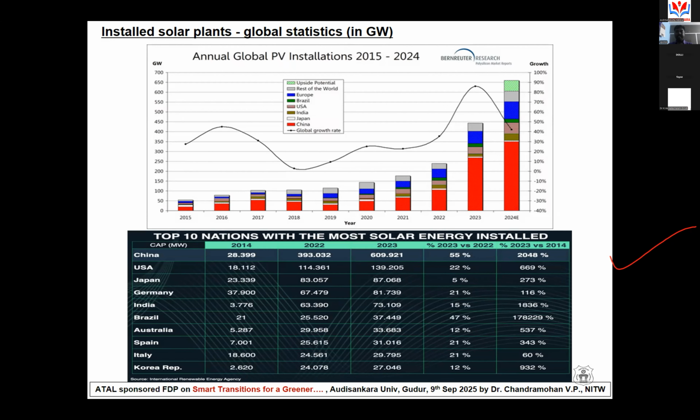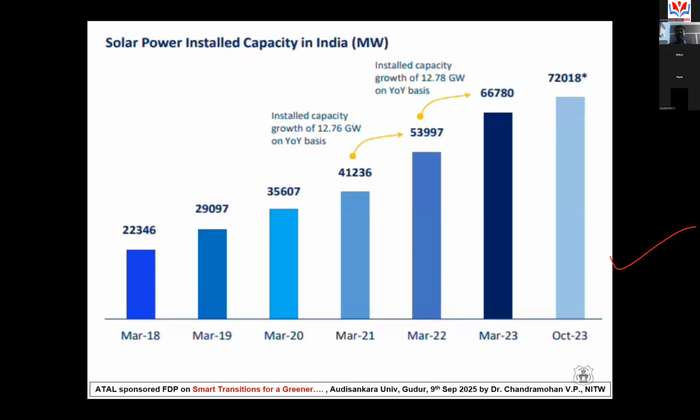So we need this awareness. India's development from 2014 to 2023 is phenomenal, but still we need to improve a lot. We need to understand how far we are from the other countries, and how we need to increase solar systems further.